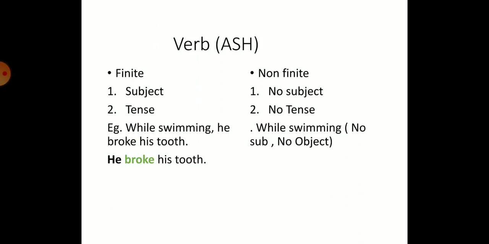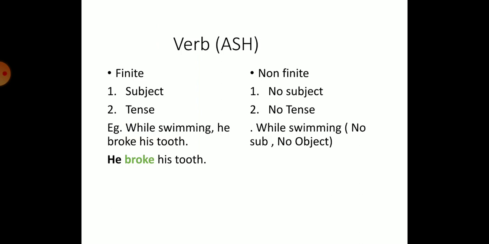A finite verb has a subject, it also has a tense. But a non-finite verb does not have a subject, it does not have a tense. So, students, what is the meaning of the word subject? Subject is the noun or pronoun before the verb. Let us understand this through an example. While swimming, he broke his tooth.